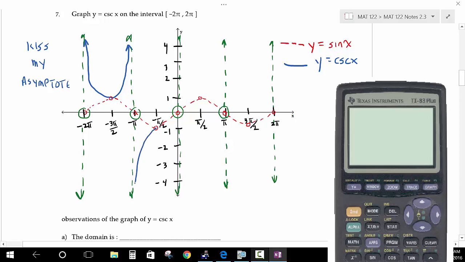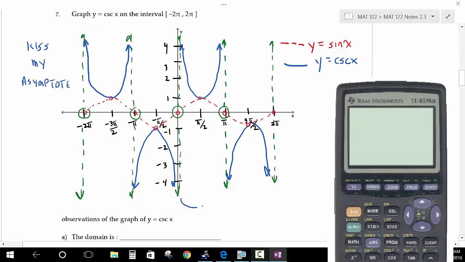So it gets kind of infinitely close to it, but never comes in contact with it, okay? So it's kind of a boring kiss, I guess. All right, so that goes like this. That goes like that. And so forth. So that would actually take you through 2 periods of the cosecant wave.